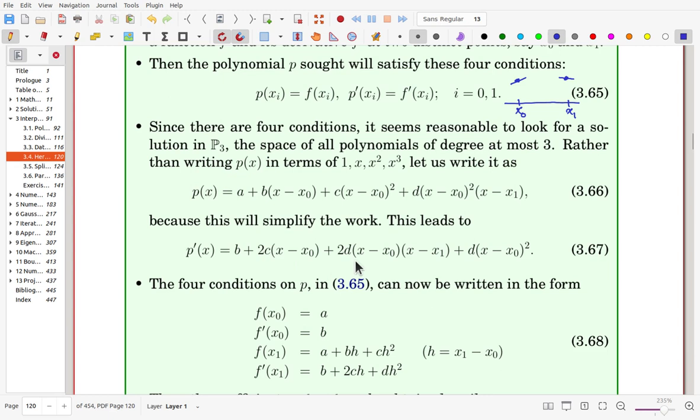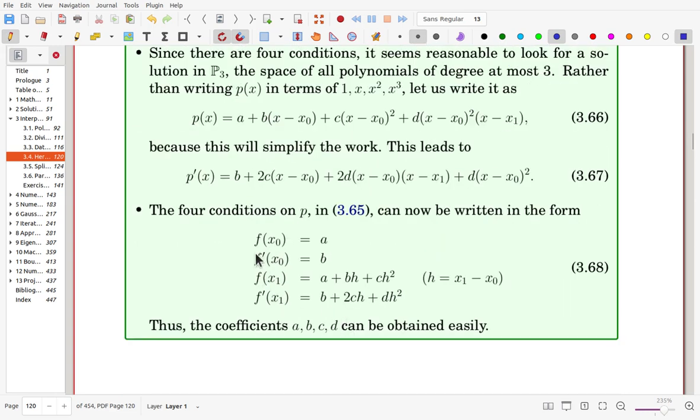Now, for this one again, if x is x0, then the only remaining term is b. When x is x1, then with the definition h is x1 minus x0, we have that portion from the right side. And when x is x1, we have that one. Now, a and b are already determined. Here, this is given data information. And once a, b are decided, then c can be easily obtained. And again, finally, d can be decided. So we finalize the desired Hermite polynomial.